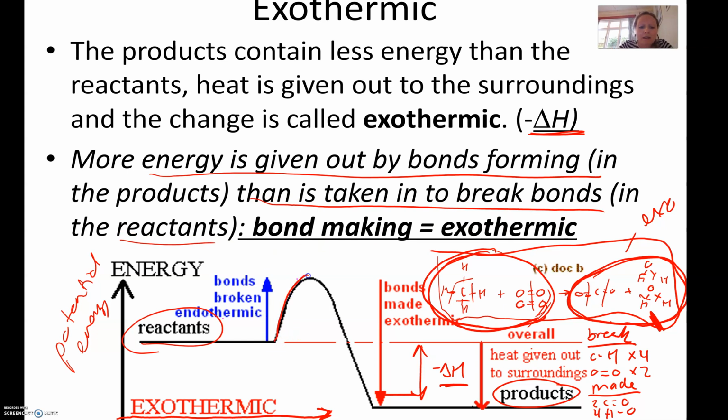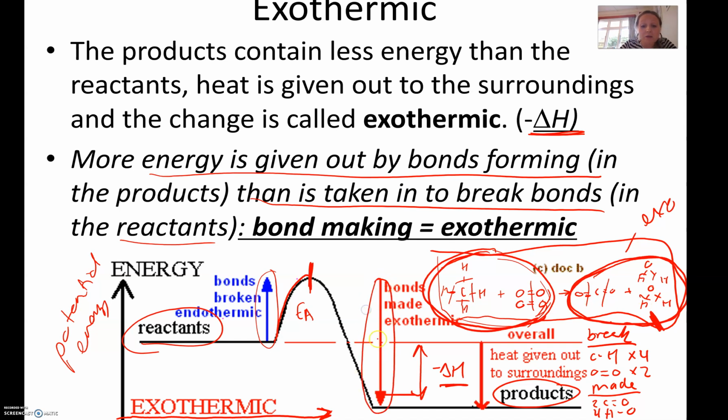This hump here is known as the activation energy. Now the activation energy, we're going to do a whole section on this in topic 2.6, but for now, activation energy really simply is the energy needed to start a reaction. And in order to start this reaction, we have to break the bonds in our reactants, and that's this amount here, this blue arrow, okay? And then when bonds are made, they release heat energy, which is this red arrow.